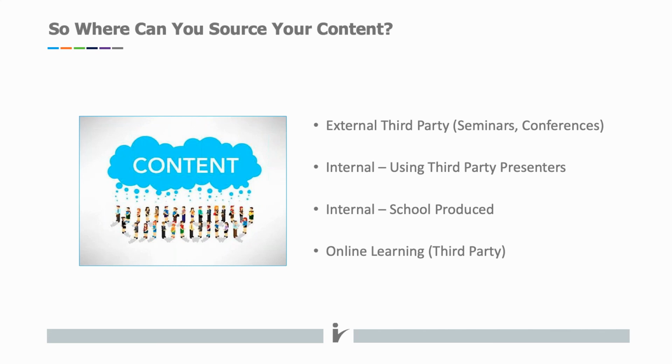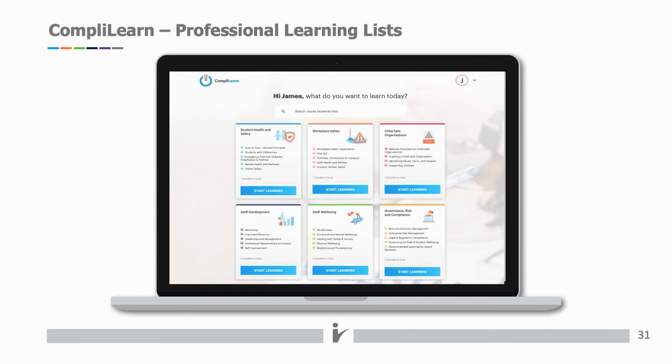And finally, it's that online learning piece and accessing any third-party online pieces. CompliSpace is one, we provide you with that. We've got our learning lists, but there are so many, like the ACEA courses, the asthma courses, anything that you can access, you can build into your library.